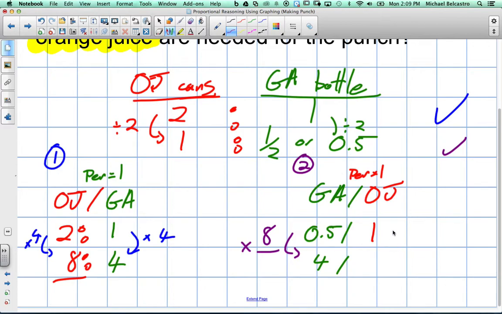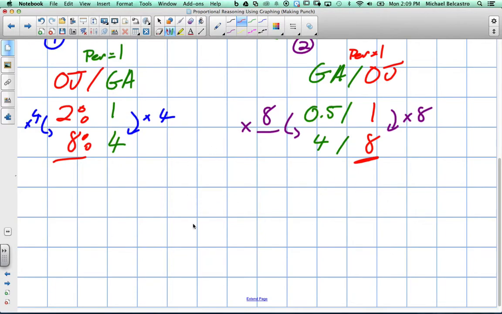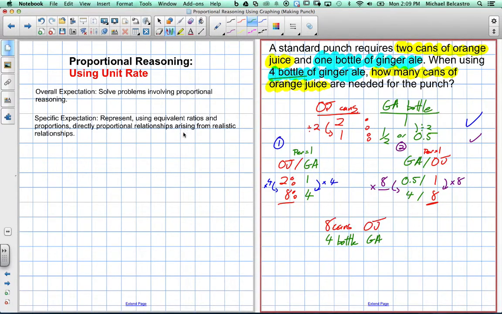So what we did to ginger ale, we have to do to the OJ. We multiply it by 8. And 1 times 8, we hopefully already know, is a value of 8. So again, we need 8 cans. So we solved it in both, got the exact same setup, didn't matter which unit rate we used. We need 8 cans of OJ for every 4 bottles of ginger ale. If you'd like to see other ways to solve this question, just check out our other playlists on proportional reasoning.